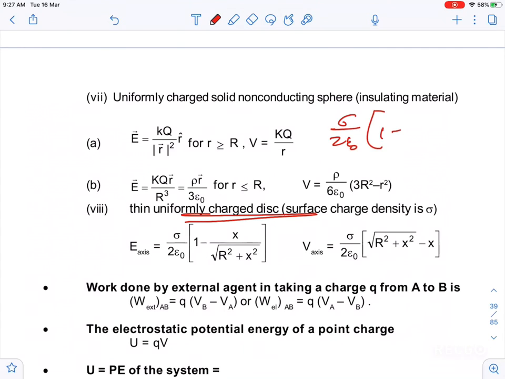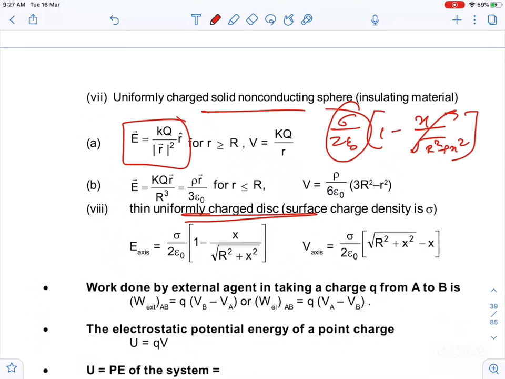Now uniform disk, a very important result, guys: sigma by 2 epsilon naught times (1 minus x by under root of r square plus x square). So at the center, if you write x equal to 0, you get sigma by 2 epsilon naught, the result from here also. For a solid non-conducting sphere, the outside point electric field is very simple to calculate, because for an outside point you can assume the whole charge at the center, and at distance r the field is kq by r square.